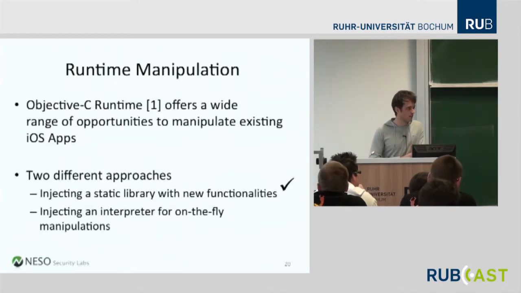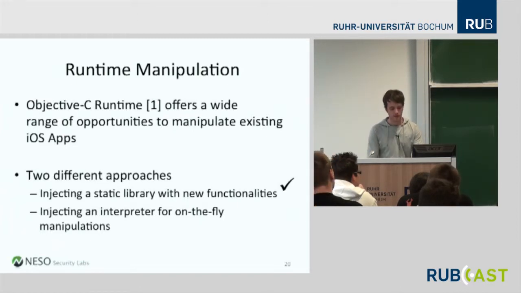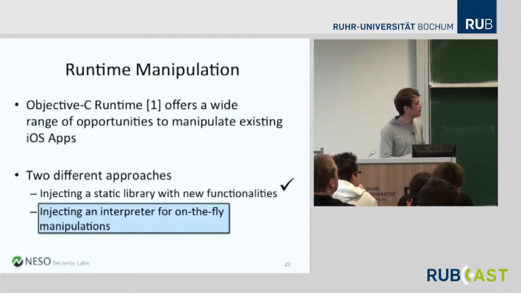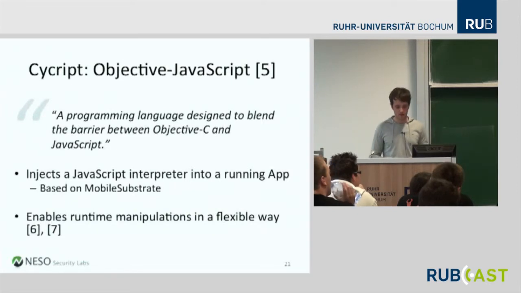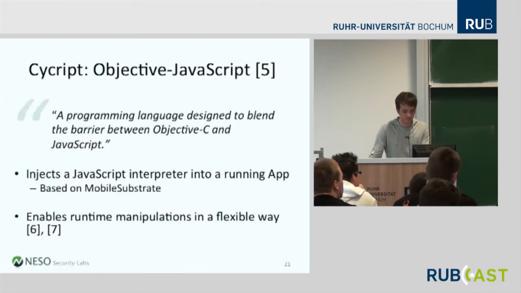Another, even more flexible approach is to inject a whole interpreter into an app. This enables spontaneous, on-the-fly manipulations at runtime. Let's have a look at Cycript. Cycript is a programming language designed to blend the barrier between Objective-C and JavaScript, developed by Jay Freeman. When using Cycript, a JavaScript interpreter is injected into a running app based on the Mobile Substrate framework, and this enables runtime manipulations in a very flexible way. Let me show you one example to make it more clear.